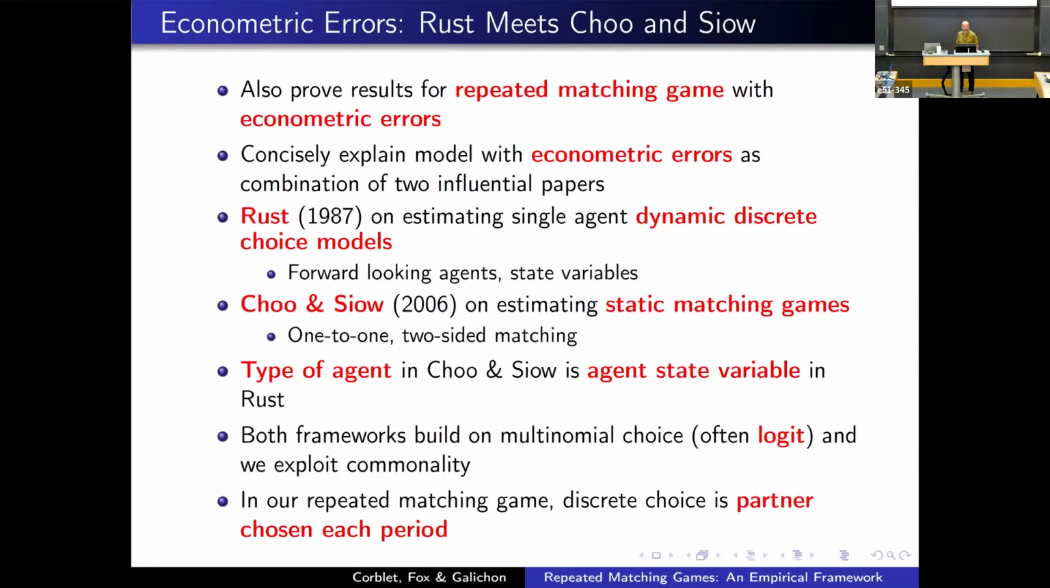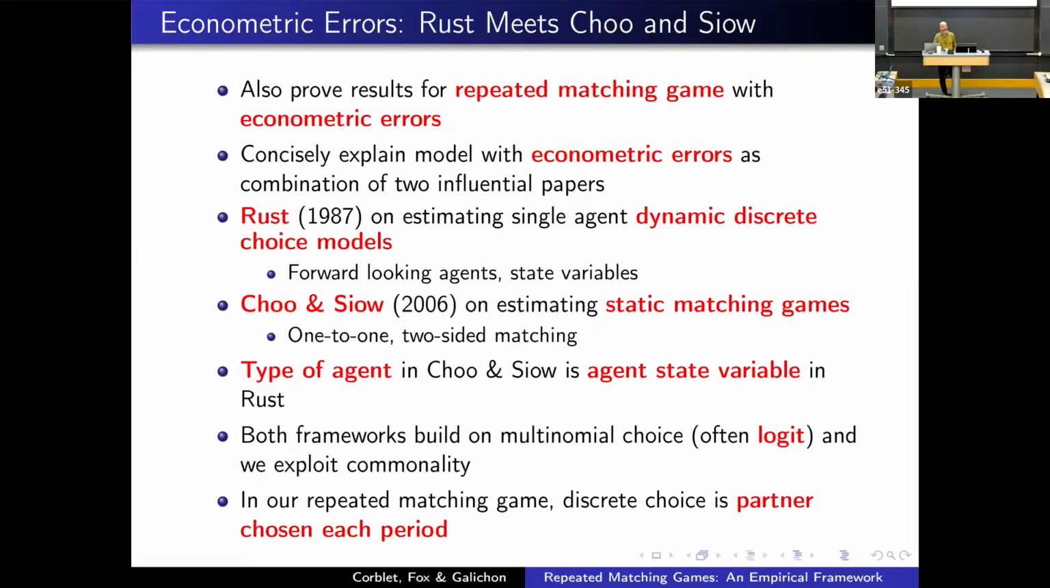lot like John's paper on dynamic discrete choice models with forward-looking agents and state variables meets this paper on family economics by Chu and Xiao on estimating static one-to-one matching games. So the type of agent in the Chu and Xiao paper is the agent state variable in John's paper. So we're exploiting some of the simplifications to get rid of integrals and that type of thing that everybody does when using the logit.